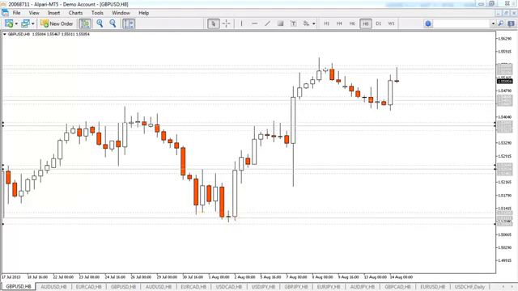Do you use average daily range to determine the distance between support resistance areas? No.